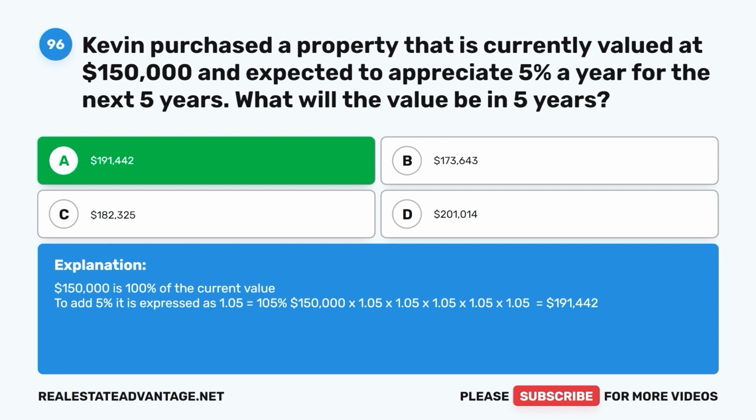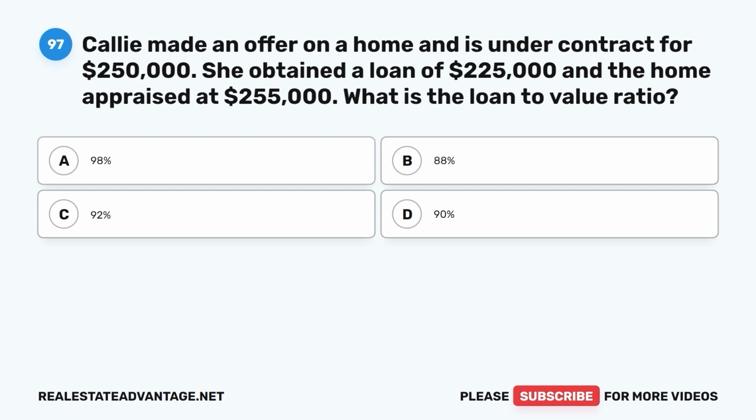$150,000 is 100% of the current value. To add 5%, it is expressed as 1.05, or 105%. $150,000 times 1.05 five times equals $191,442.